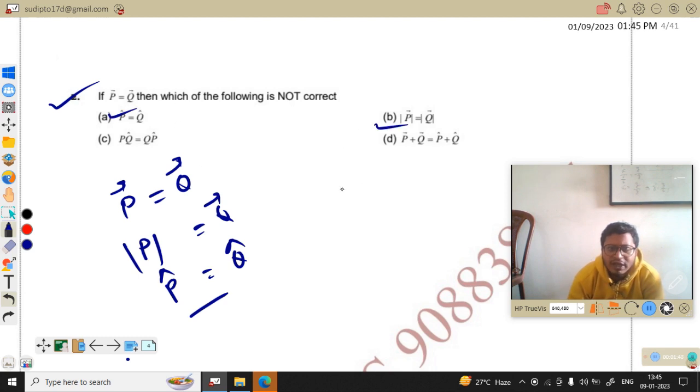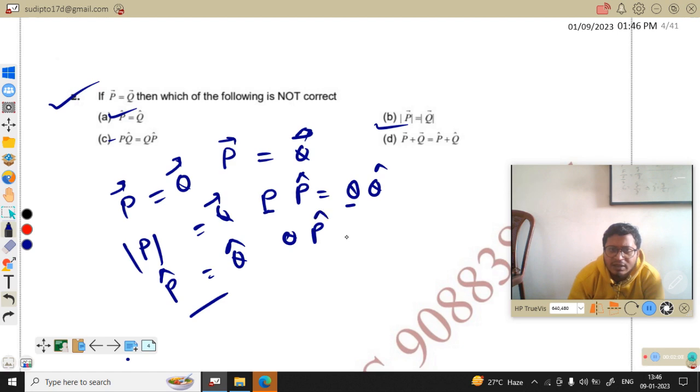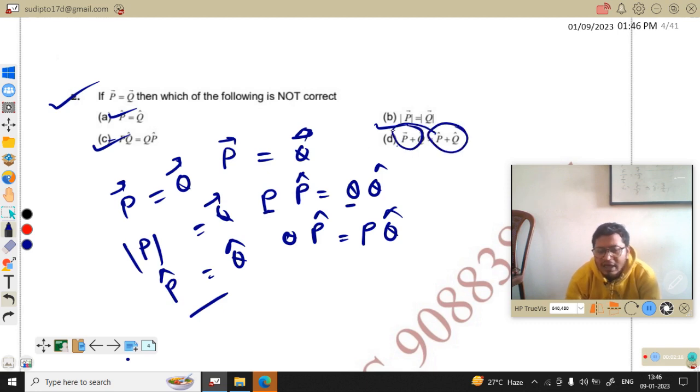This option, magnitude, is right. Let P vector equal Q vector, so the magnitude of P vector equals the magnitude of Q vector. So also you can write this. So this option is also right. But here, only the vector is given on the left side and only the unit vector on the right side. So this side is defined as the magnitude and this is defined as only the unit vector. So this option is not right. I hope it is clear. Next question.